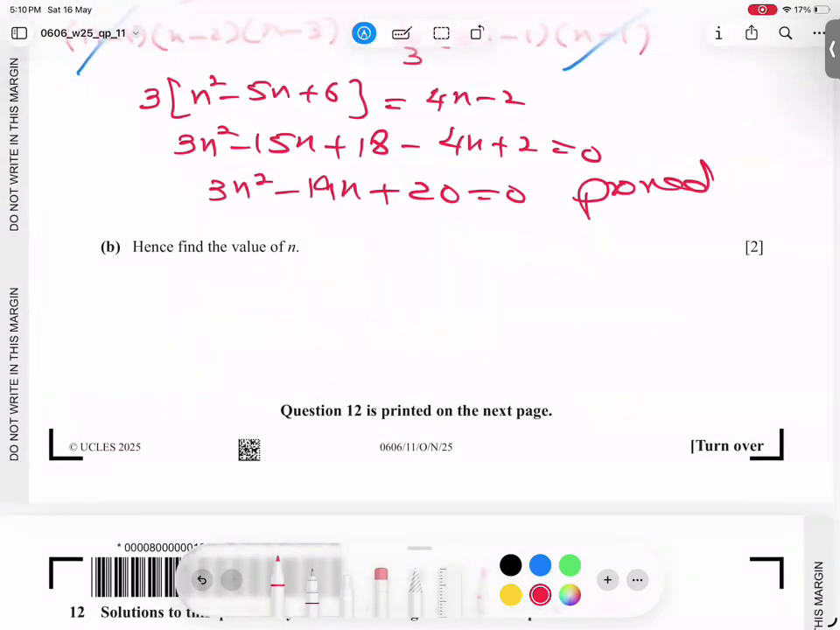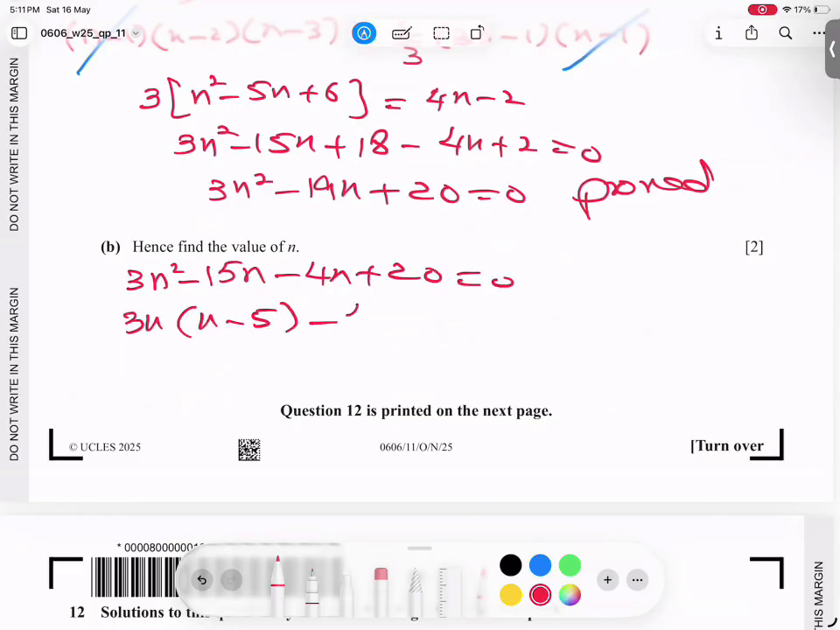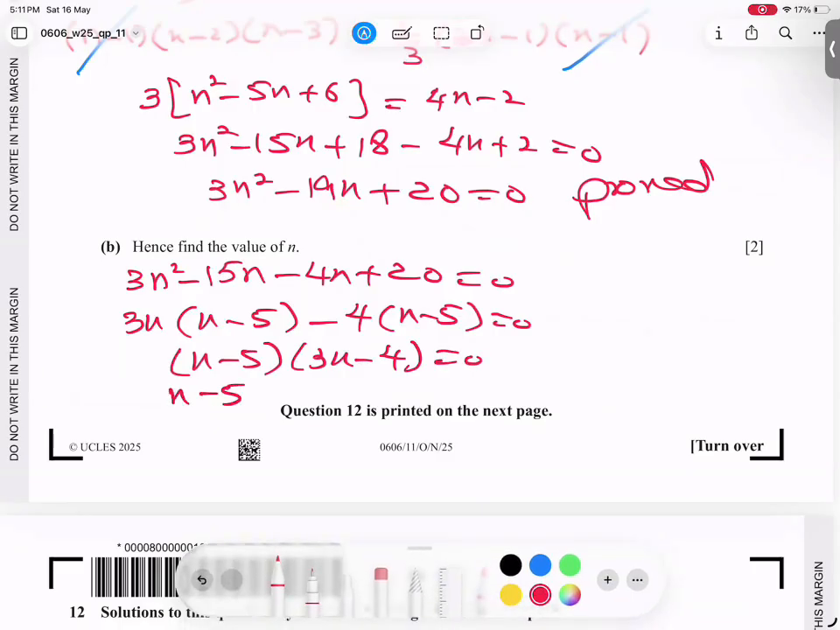So 60, 15, 4, 16. So 15, 4. So 3n common, I get n minus 5. And here, minus 4 common, n minus 5. So n minus 5 and 3n minus 4. One time this is 0 and one time this is 0. We are getting 2 answers. One is 5 and one is 4 over 3. And this is done. So 4 over 3 and 5.